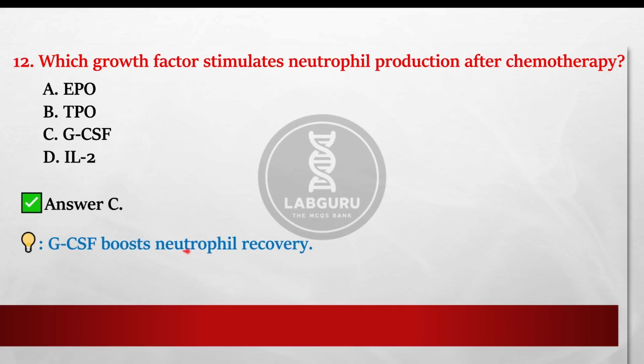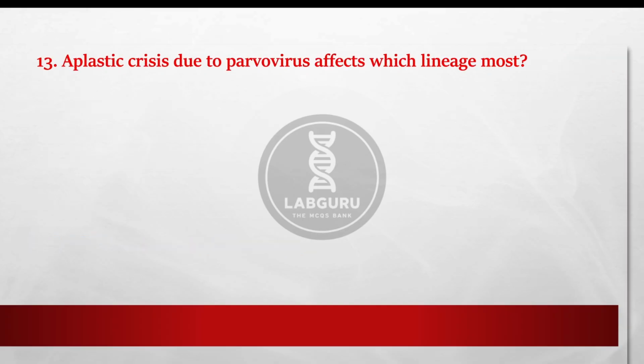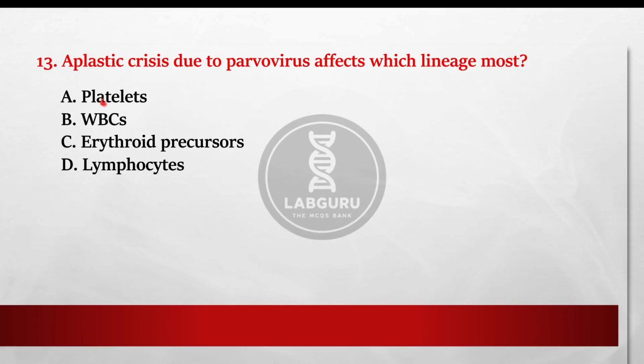GCSF boosts neutrophil recovery by binding to specific receptors on bone marrow progenitor cells. Question number 13. Aplastic crisis due to parvovirus affects which lineage most? The options are: option A is the platelet, option B WBCs, option C erythroid precursors, and option D is lymphocytes.